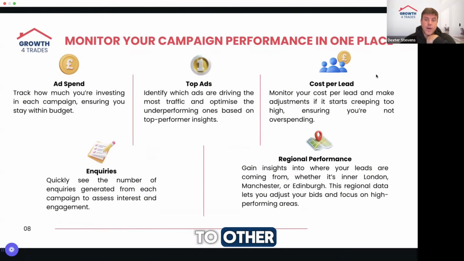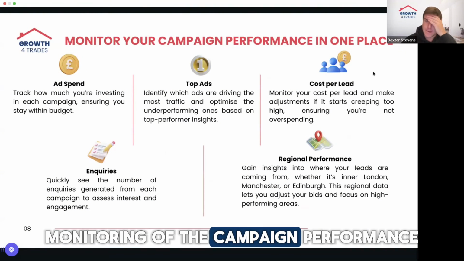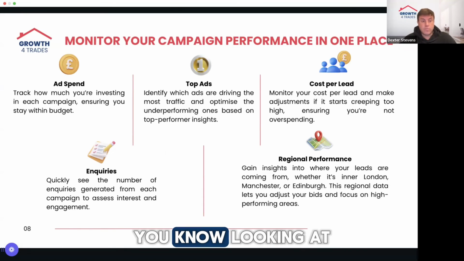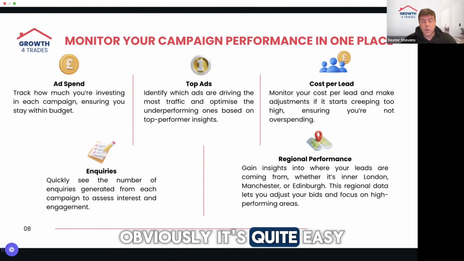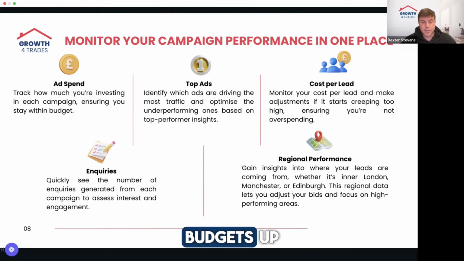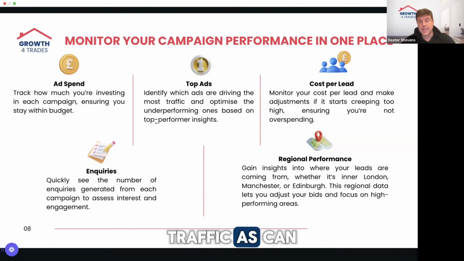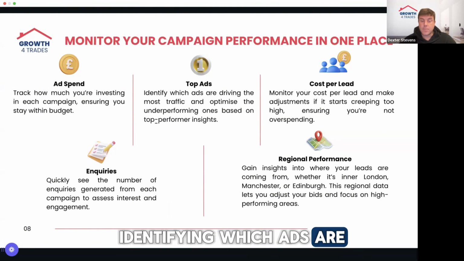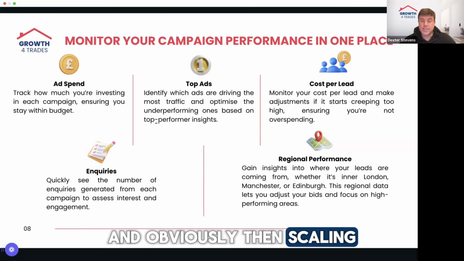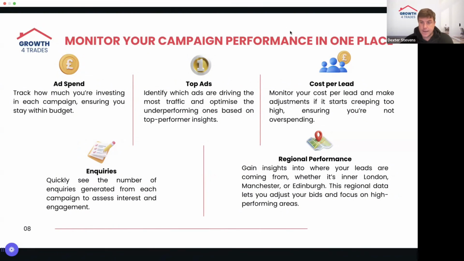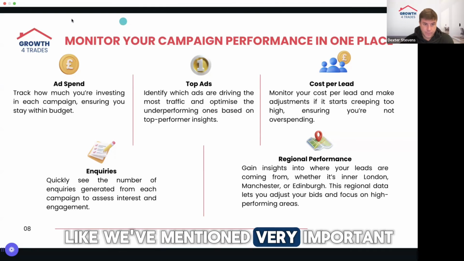Just to go on to other monitoring of the campaign performance, is looking at your ad spend. It's quite easy to keep within the ad spend because you set daily budgets up. But you want to be maximizing that ad budget as much as possible by getting the lowest cost per click to drive as much traffic as you can. Identifying which ads are performing well, and then scaling on those campaigns, and then changing or pausing the underperforming ads. Monitoring your cost per lead, again, like we've mentioned, is very important.